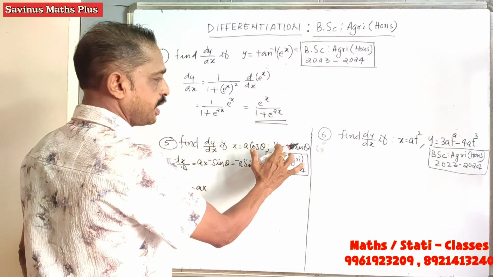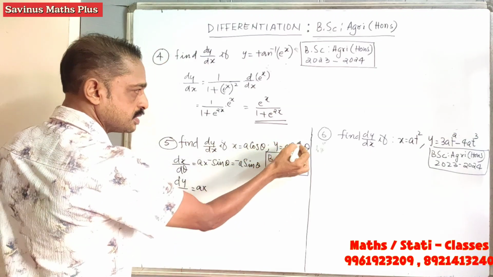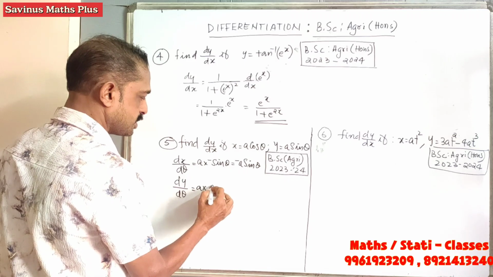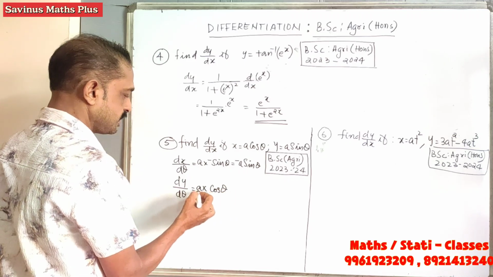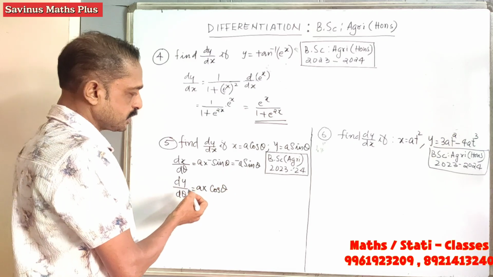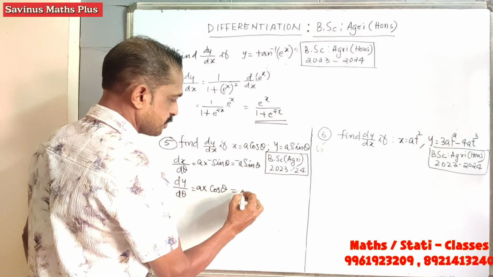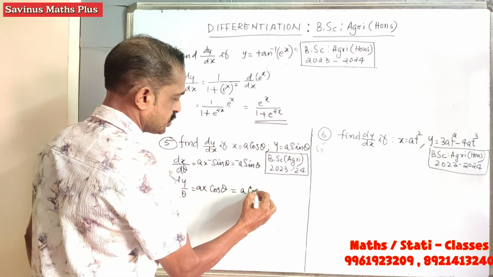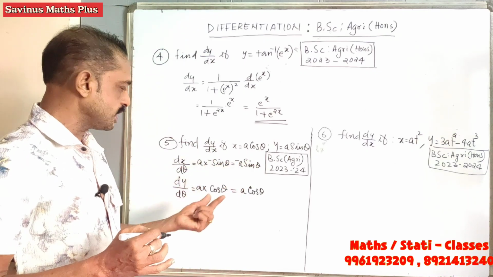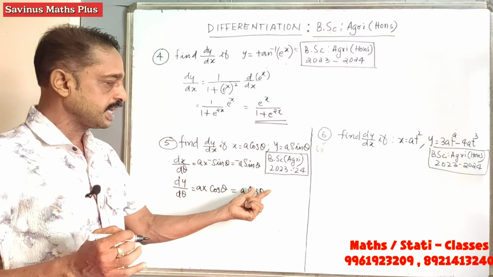So constant a into the derivative of sin theta. The derivative of sin theta with respect to theta is cos theta. The derivative of sin x with respect to x is cos x. So this is a cos theta. So dx by d theta is minus a sin theta and dy by d theta is a cos theta.